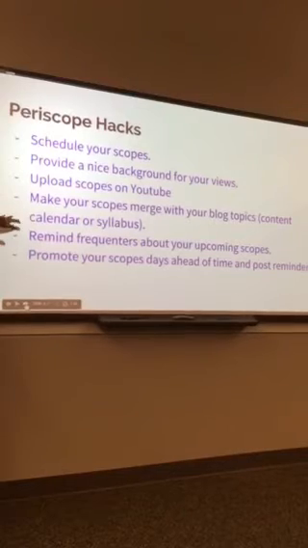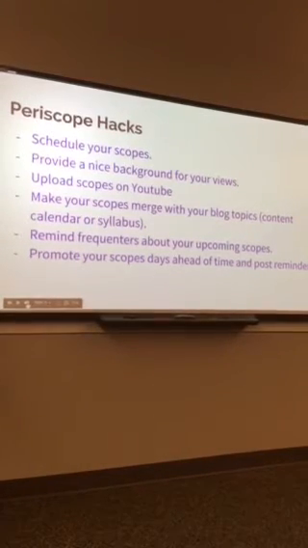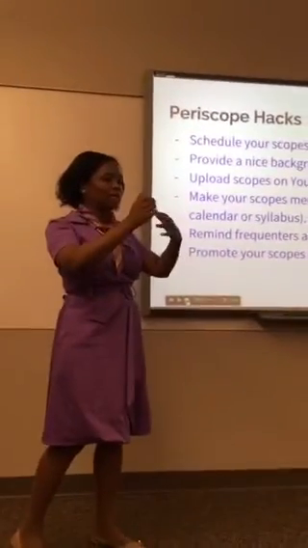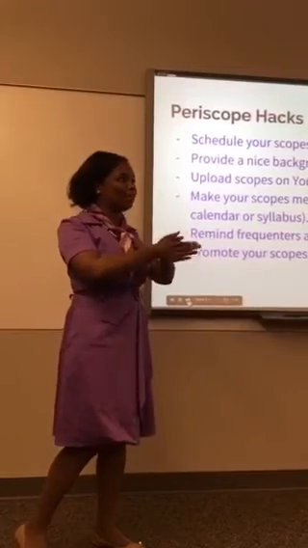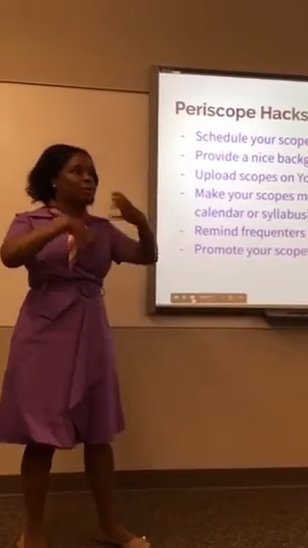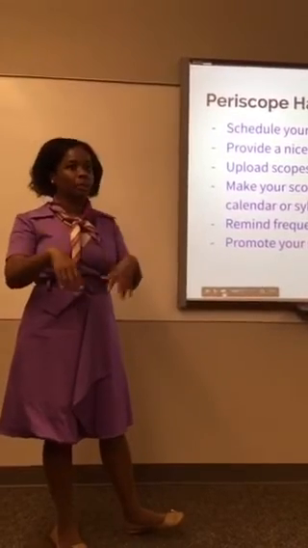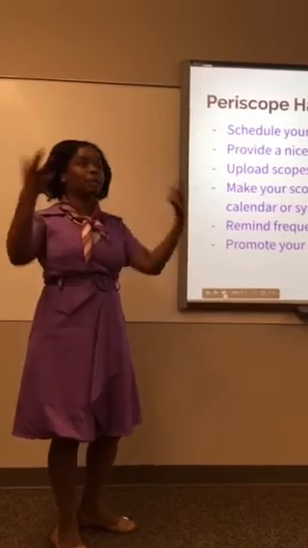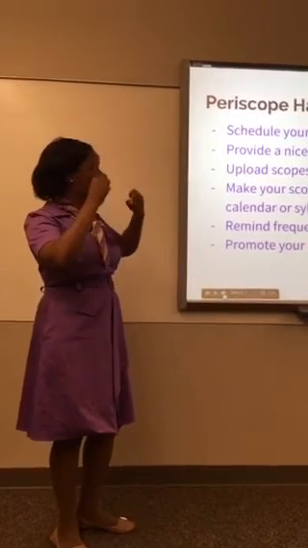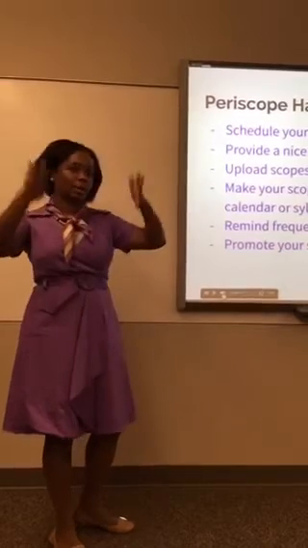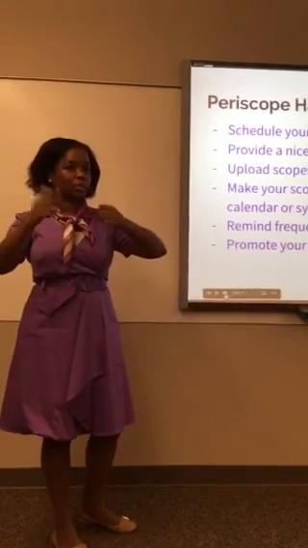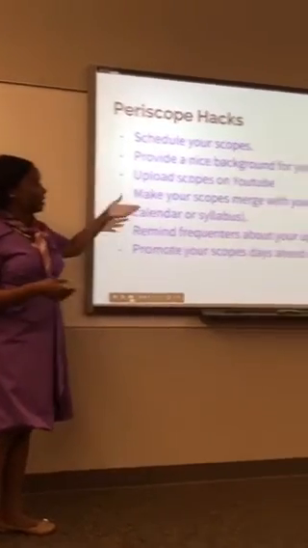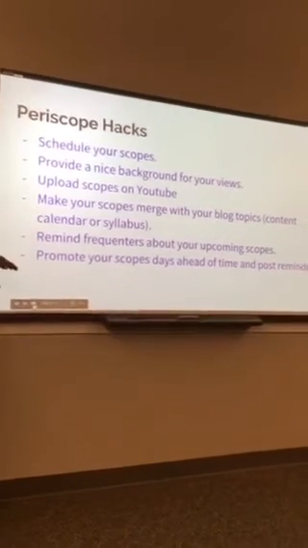Make your scopes merge with your blog topics, or with the topics of things that are going on in the month, like homecoming. With you guys, maybe it's the recruitment fair that's coming up next weekend. So really making it merge with things that are happening on campus or in the world. Even with your topics, Mr. Malone, you not only do Texan news, but you do national news. So figuring out how the Periscope topics can coincide with something buzzworthy for national news. So when you scope, those buzzwords are automatically going out there. And then even merging it with your content calendar or your syllabus.